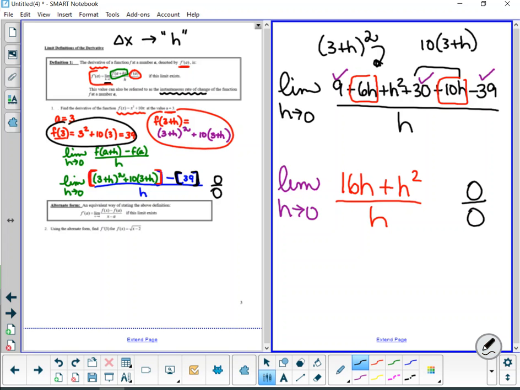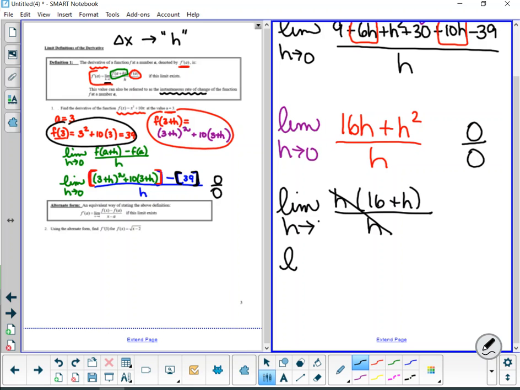Still 0 over 0. But I can factor out an h. 16 plus h factored out, so h times 16 plus h, all divided by h. Those will divide. So this is the limit as h approaches 0 of 16 plus h. Final answer, 16.